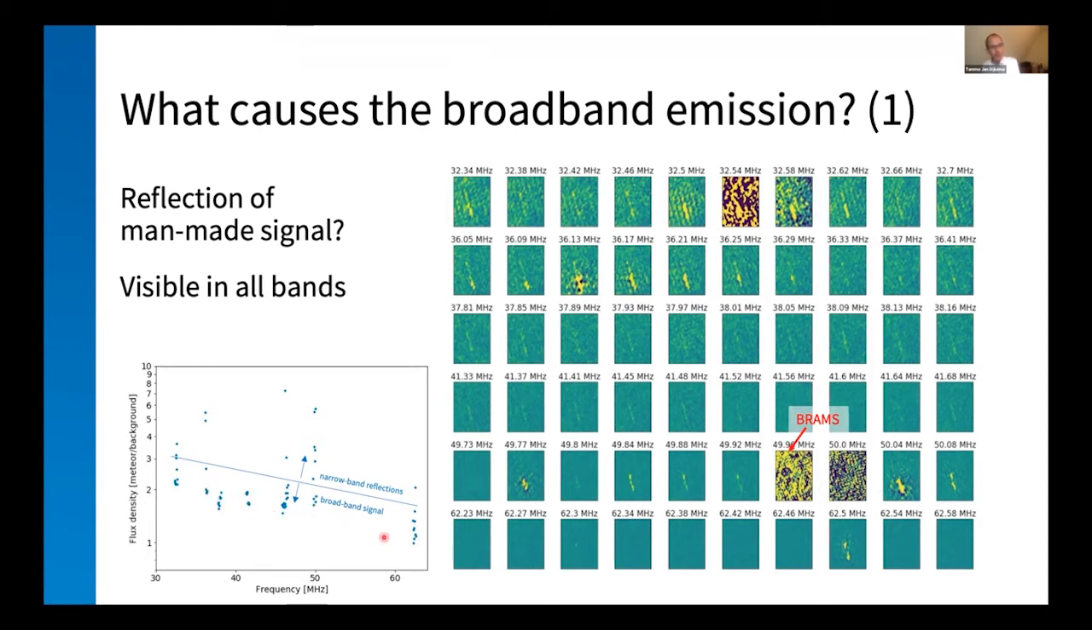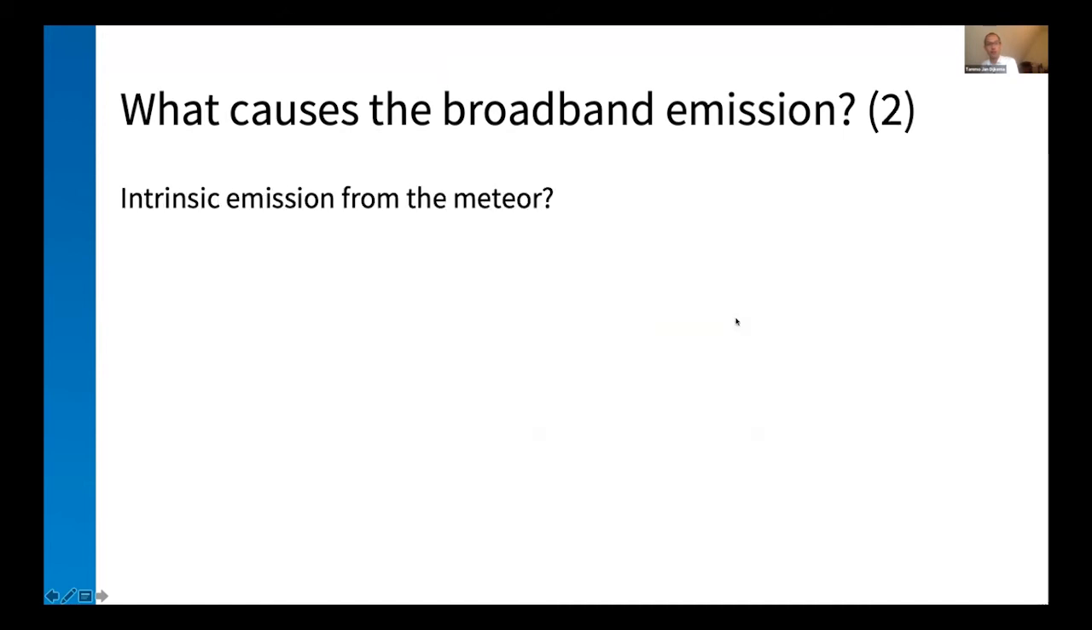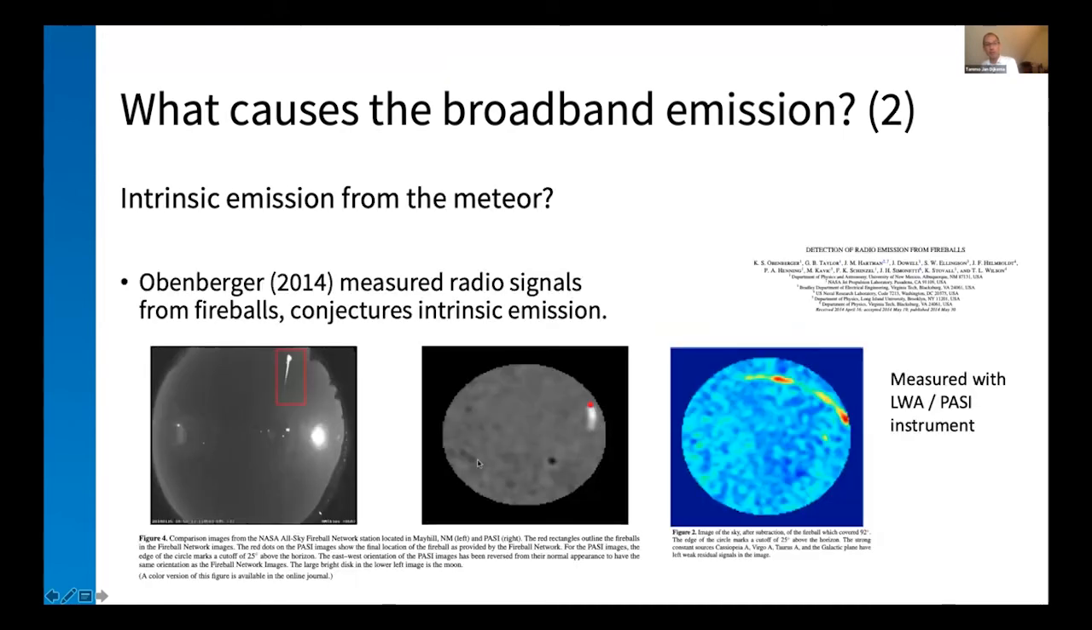But also in all of the other channels, here's a spectrum. You see some of them are crazy bright. That must be man-made reflections, narrowband. But normally man-made signals are not this broadband, and you see even a slope in the spectrum which is typical for celestial sources. So probably it's not just a reflection of man-made signals.